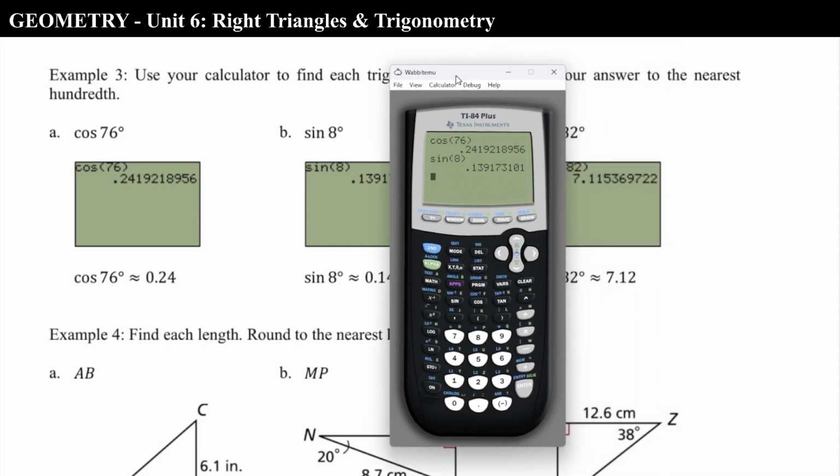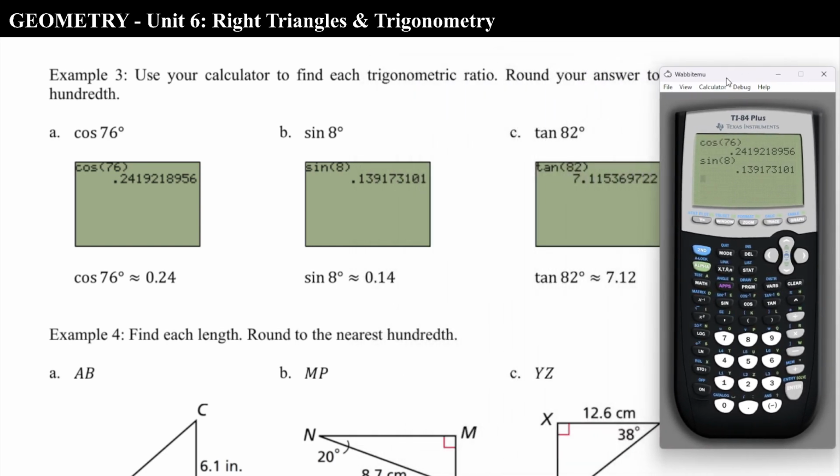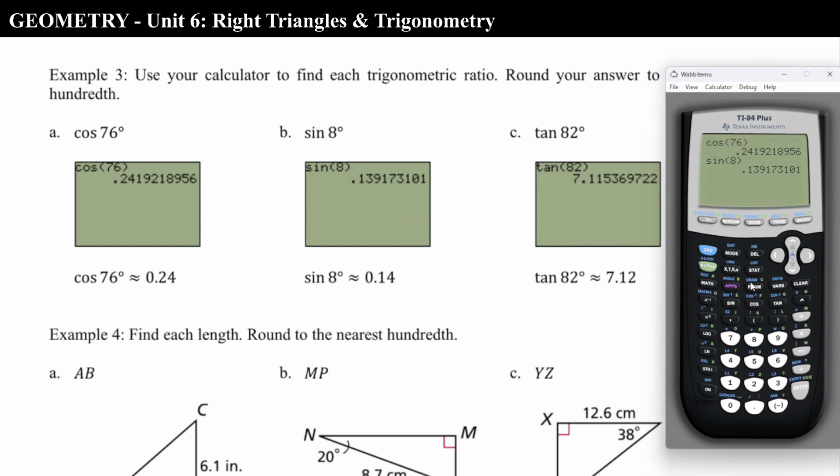All you're doing is plugging it into the calculator. And then finally, for tangent of 82 degrees, I'm going to hit enter, and there's my value, just like you're shown here. And you're going to round that, and there you have it. So finding the sine, cosine, and tangent of some angle measure in degrees is not very difficult. You just put it in your calculator and you find what your answer is.